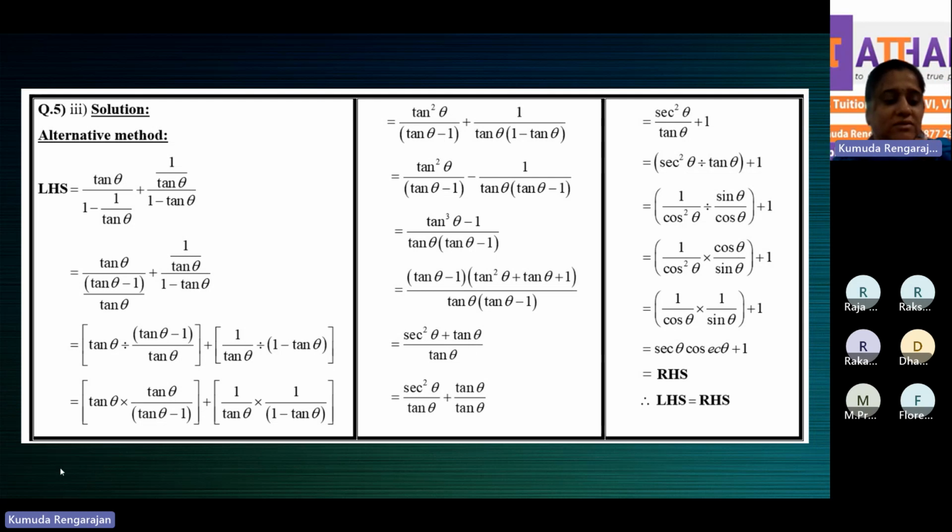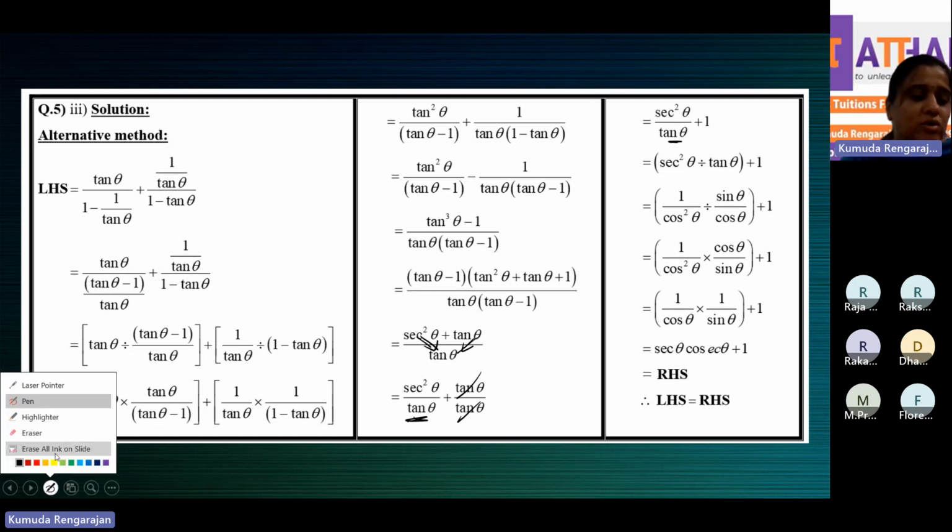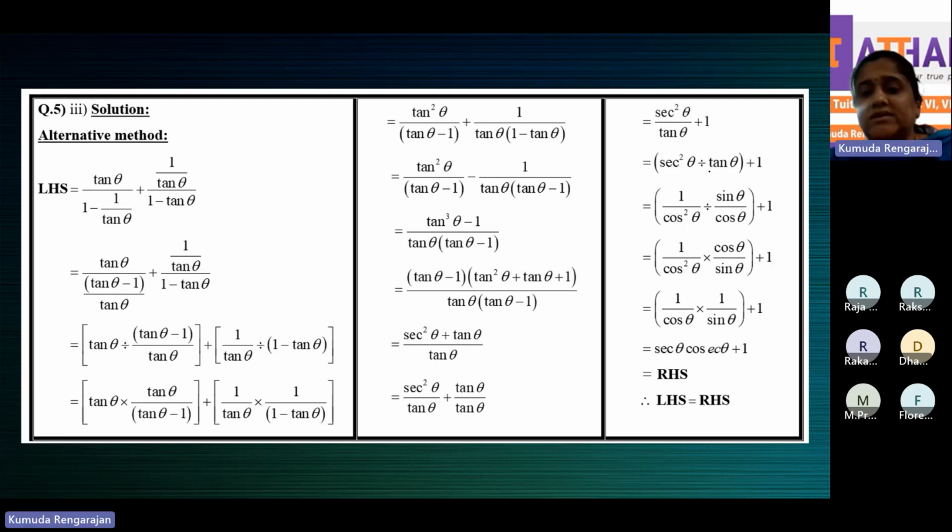We write this as secant squared theta by tan theta plus tan theta by tan theta. So this one becomes 1, tan theta by tan theta is 1. And here you have secant squared theta by tan theta. So again, to make it more clear, secant squared theta divided by tan theta plus 1. This is understood.